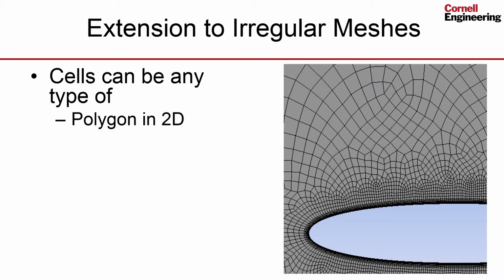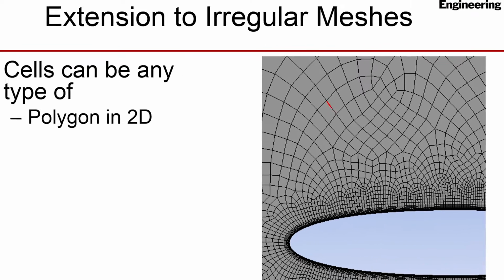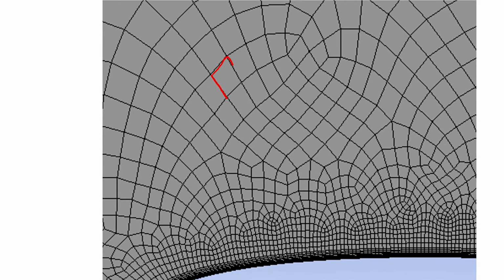When we do the flow over an airfoil in Fluent, we are going to have a mesh that looks like that. And this is a combination of quadrilaterals and triangles. So for instance, you have a quadrilateral here. Here's a quadrilateral. Here's a triangle. And we are going to solve for the values of pressure and velocity at the centers of these cells, similar as before.